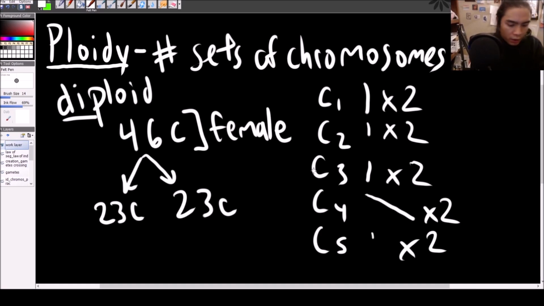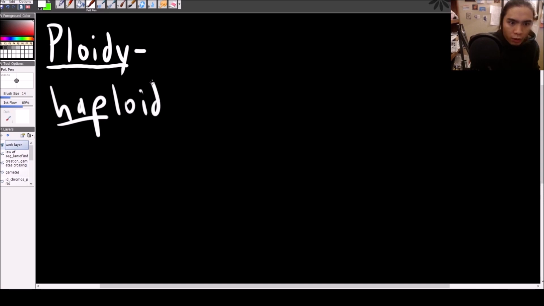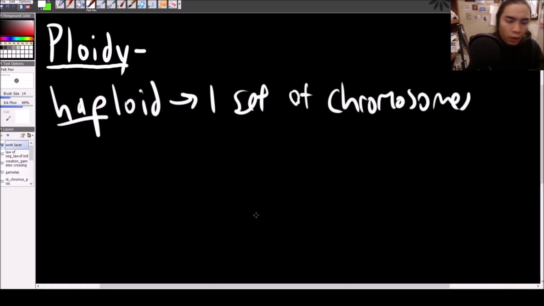Now let's look at something haploid. Haploid. I don't really know why hap is 1, to be honest, but I guess it just is. So haploid means there's only 1 set of chromosomes. So that means that if there's one about this length, there will not be another one about that length. There's just one.